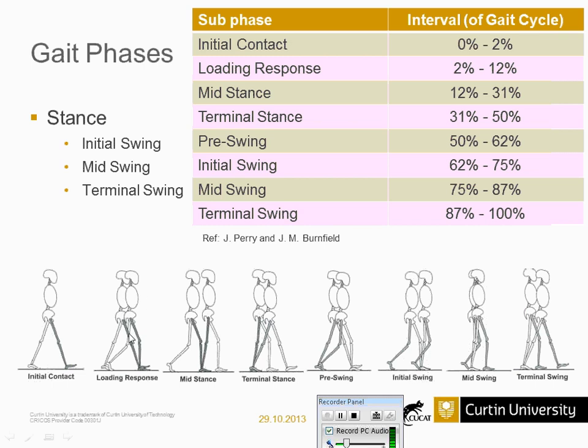So all these pictures, the two pictures are the beginning and the end, except the initial contact, where it's just a point, where the heel touches the ground. Then the swing phase is also divided into three sub-phases: initial swing, mid-swing, and terminal swing. Again, as you can see there, it is with reference to the other leg as well.